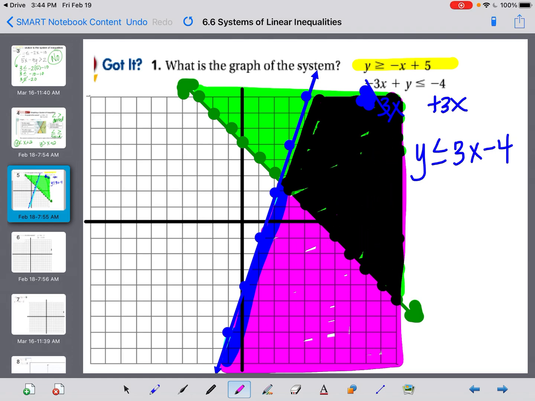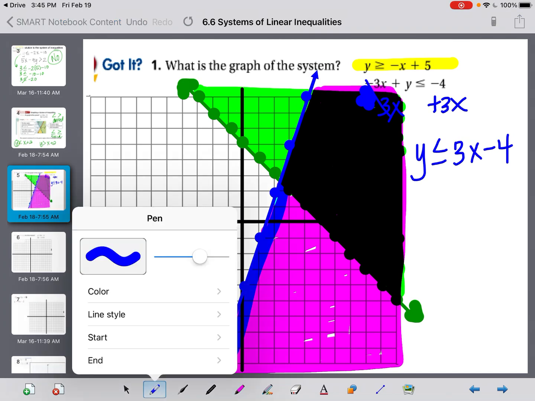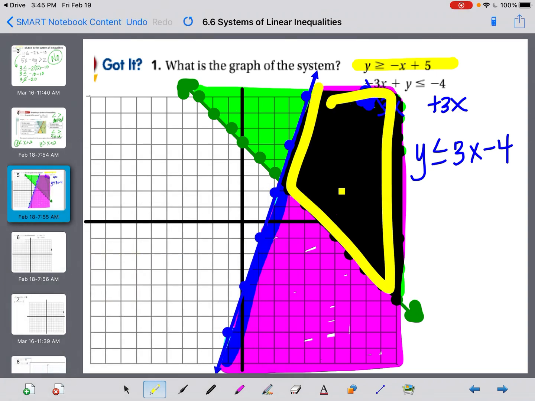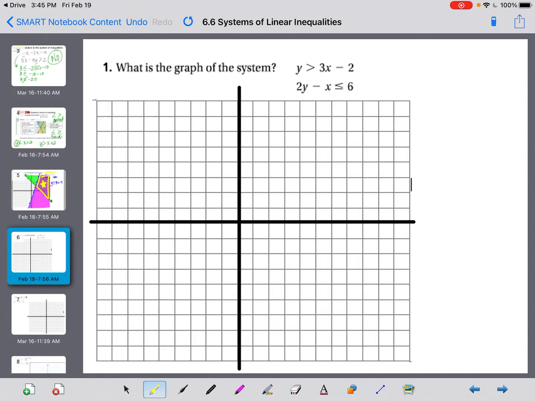because that's double shaded. So that means as a solution to this system, anywhere in this black region would be a solution. All of this. I should be able to pick any ordered pair in that area, and it would be a solution to this system. Okay, let's try it again on this one.